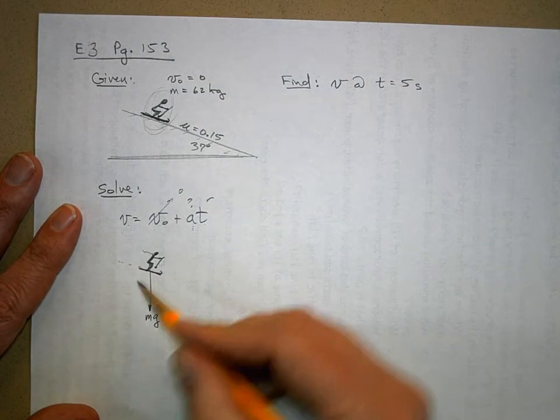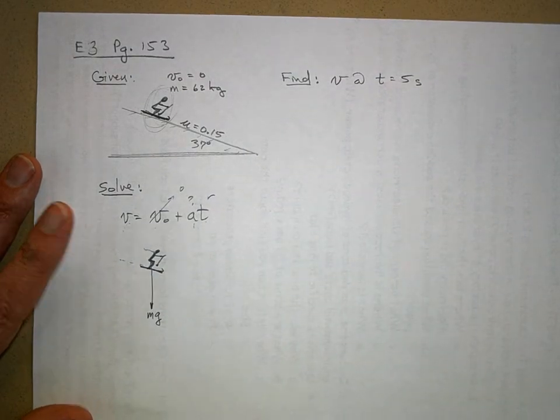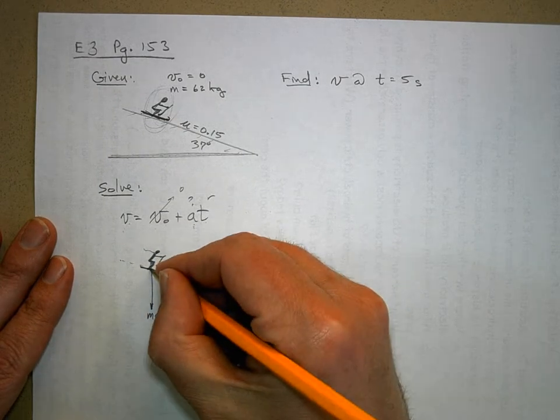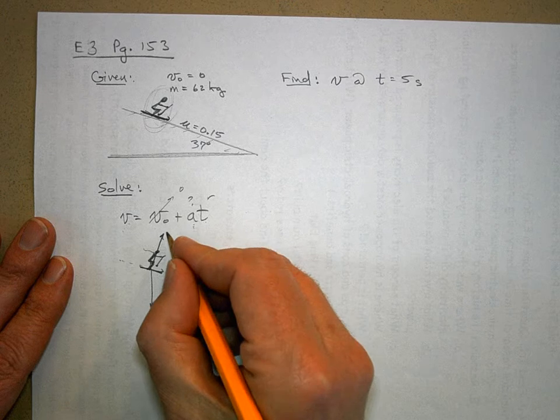Now, you've also got a normal force, but normal means perpendicular. That's why we call it the normal force. It's the force that exists between two surfaces that are pressed together. The skis and the snow are pressed together. The snow applies a force to the skis perpendicular to the incline, like this. So there's my normal force.